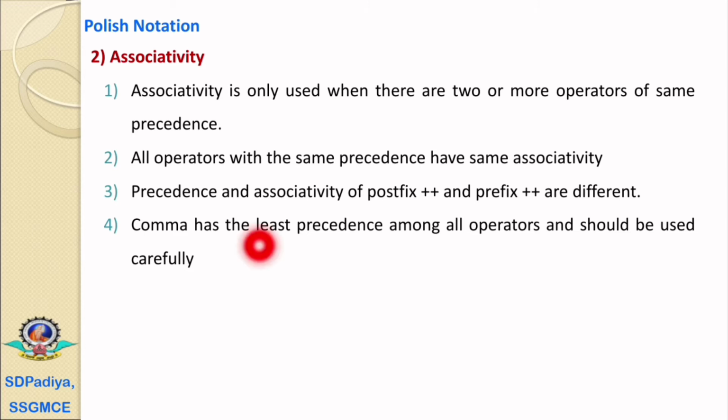About the associativity, we have to note down some things. Associativity is only used when there are two or more operators of the same precedence. Second, all the operators with the same precedence have the same associativity. The precedence and the associativity of the postfix and the prefix are different, and the comma has the least precedence among all the operators and should be used carefully.